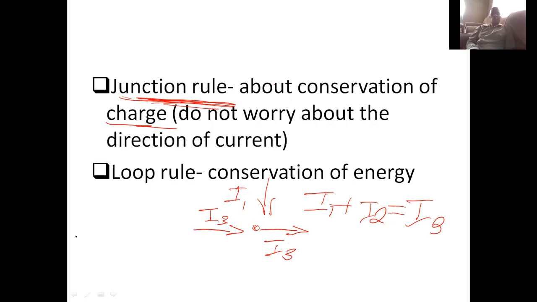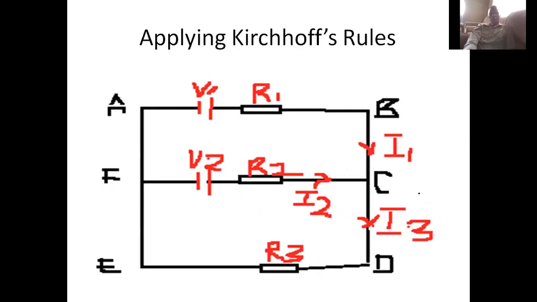Similarly, the loop rule has to do with conserving energy. The potential differences across each element, when you add all of them, should add to 0, meaning that you are conserving energy. And so this is what it means.